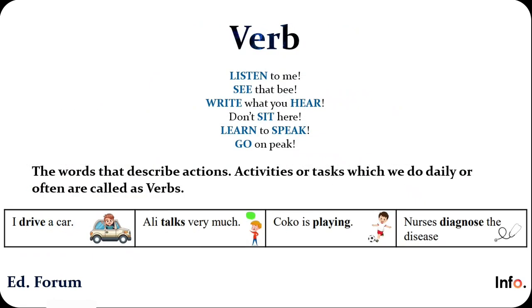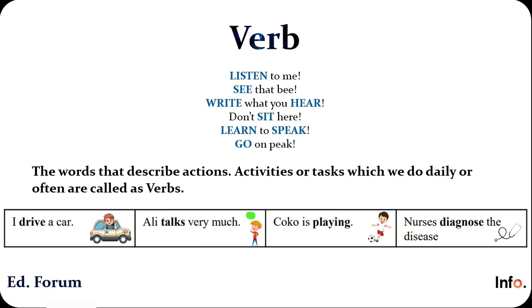Moving towards verb. Let's read a poem together, okay? Listen to me, see that be, write what you hear, don't sit here, learn to speak, go on peak. These are the words that are in capital letters. They are called verbs. Listen is a verb. See, write, hear, sit, learn, speak, go. They are called the verbs.